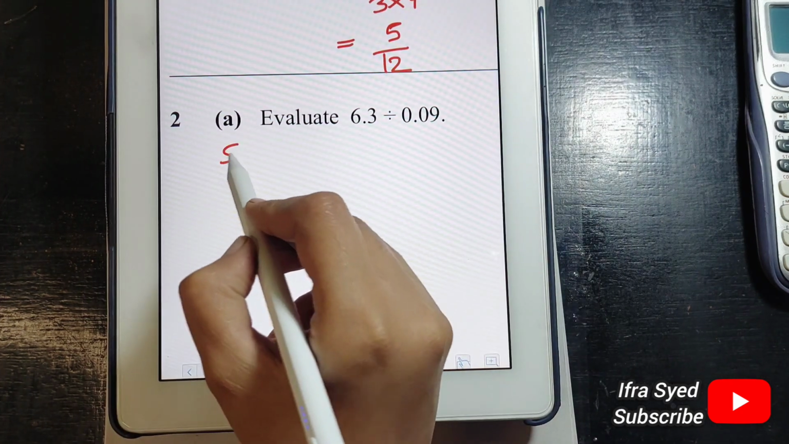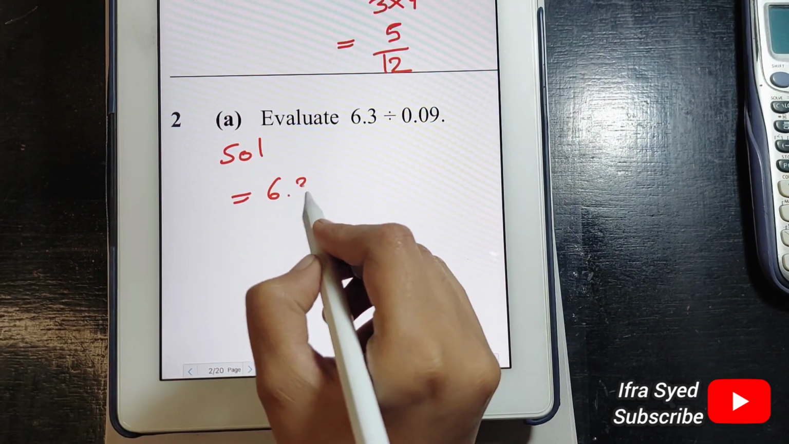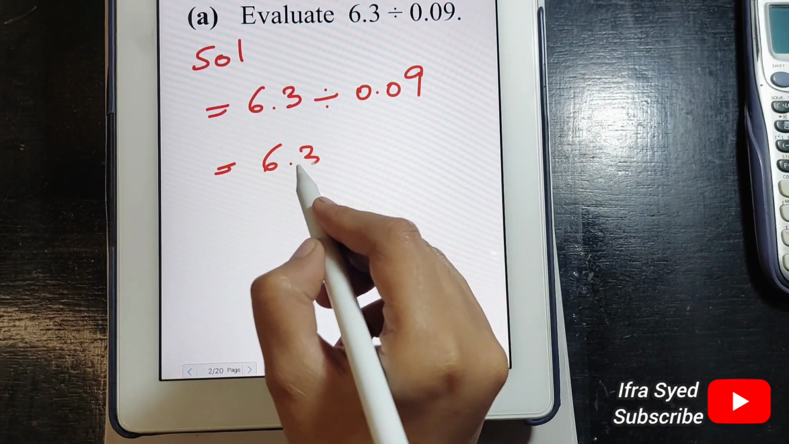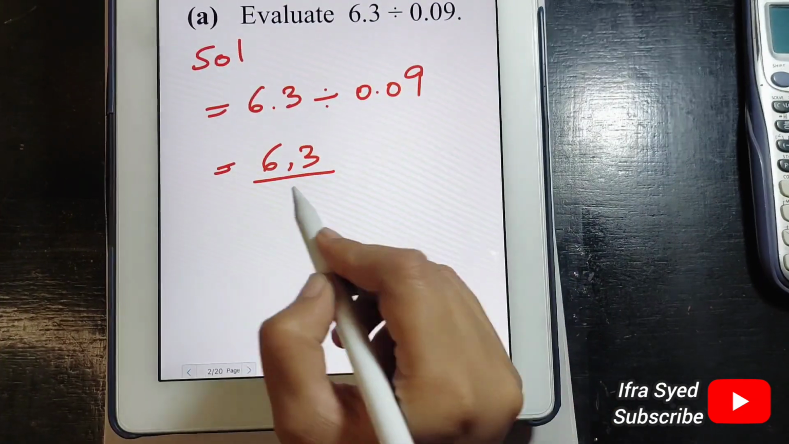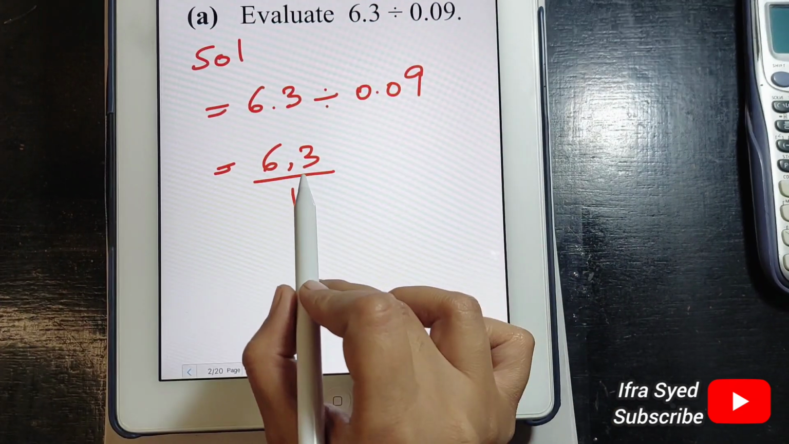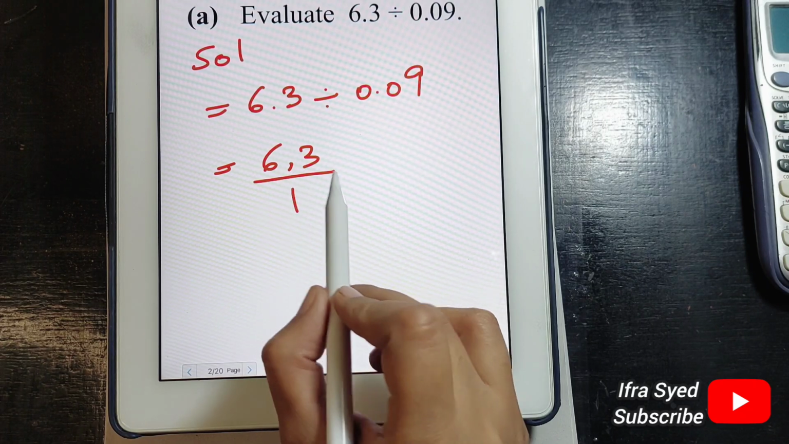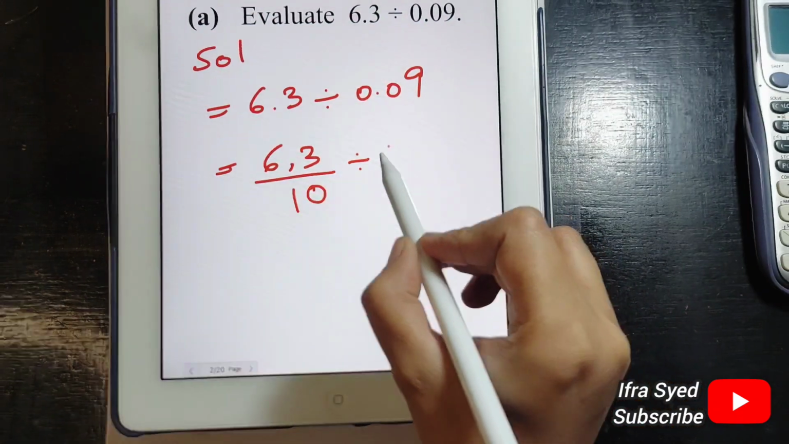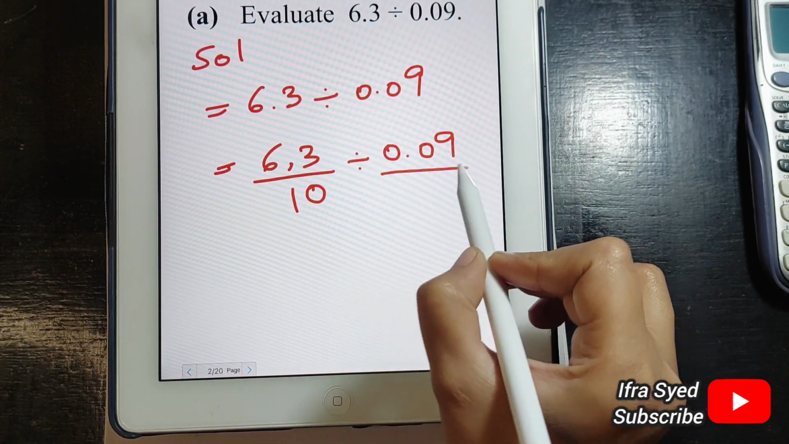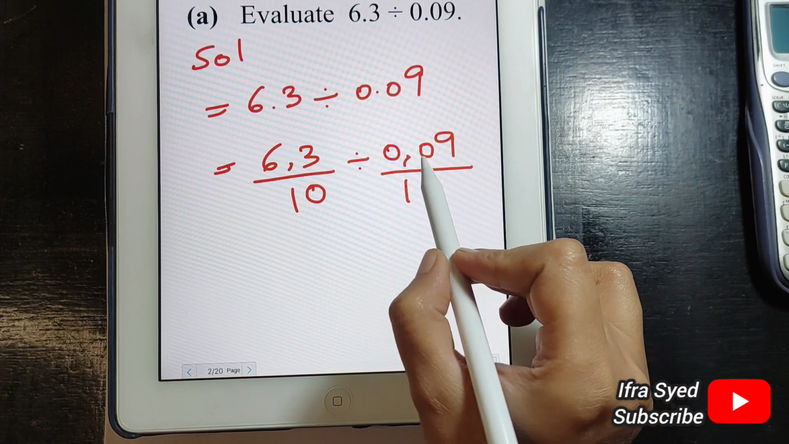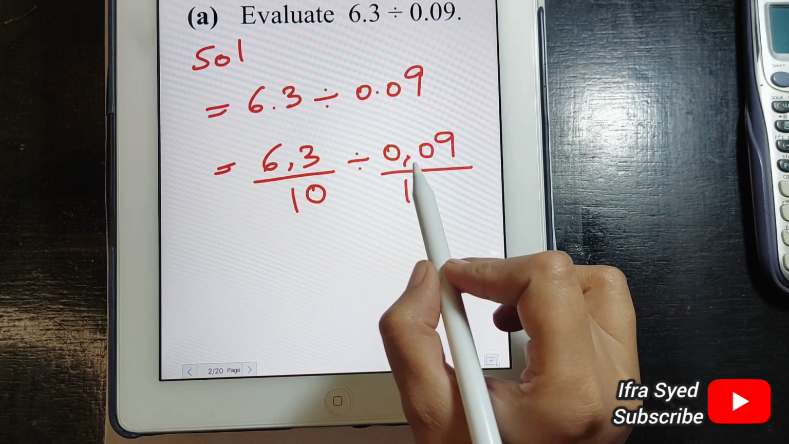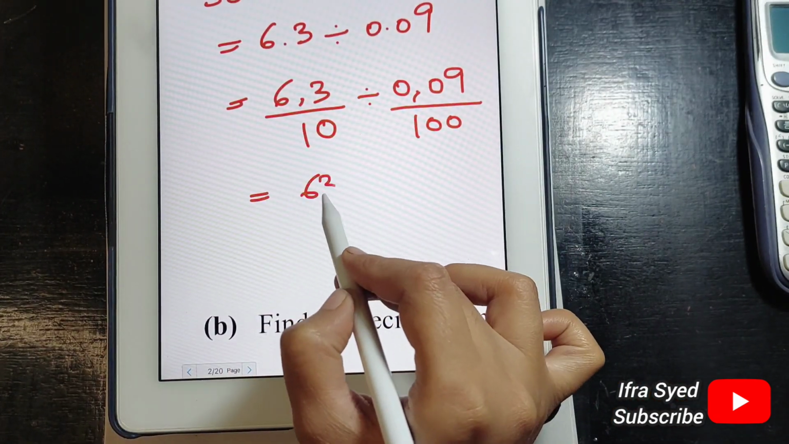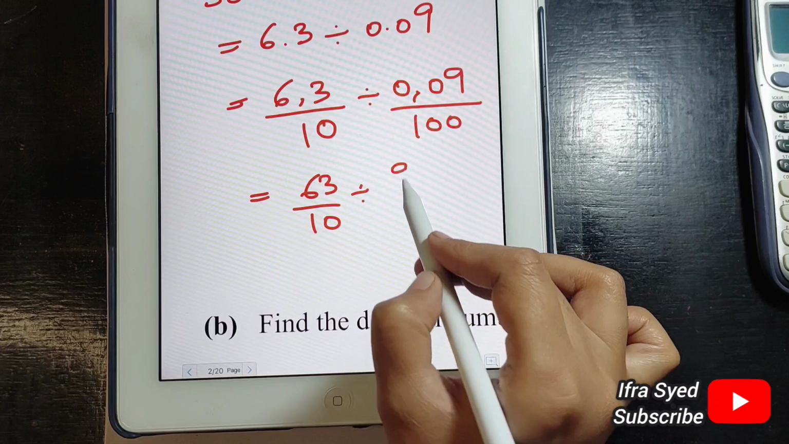So I'm starting it. Our first part is 6.3 divided by 0.09. For 6.3, first of all I write 1 under this decimal point, and you can see that we have only one digit after the decimal point, so I'm writing only one 0 here, and we have a divide sign between them. Our second term is 0.09. I'm writing 1 under this decimal point, and I have two digits after the decimal point, so I'm writing 2 zeros here. Now you see that we have 63 by 10 divided by 9 by 100.